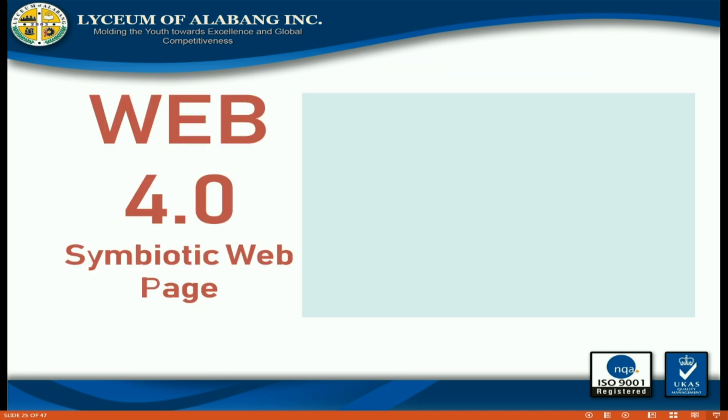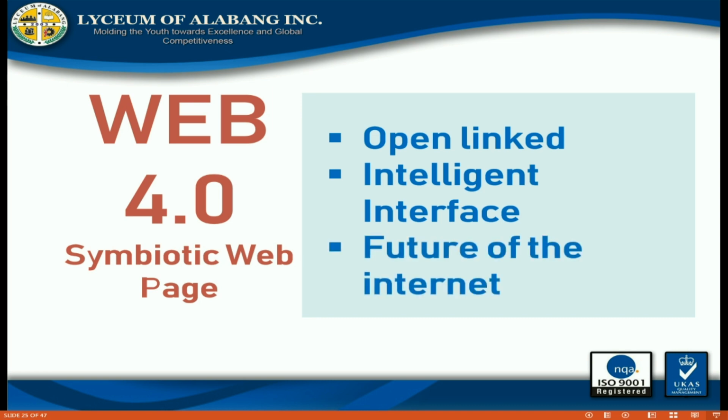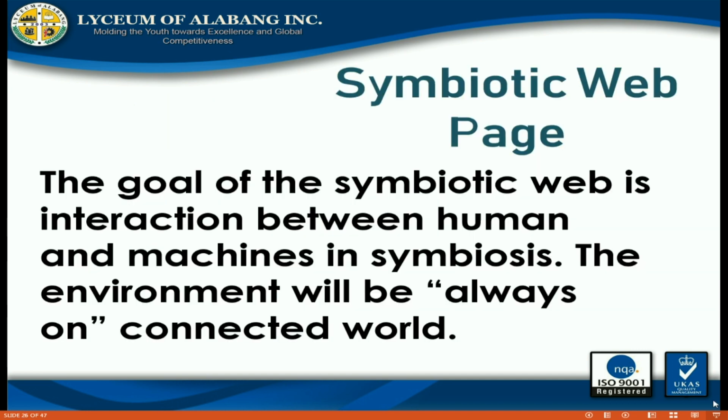Web 4.0, Symbiotic Web Page. Open-linked, intelligent interface, the future of the Internet. Meaning that we would be able to build more powerful interfaces like mind control interfaces. Web 4.0 is still an underground idea in progress. There is no definition of it yet.